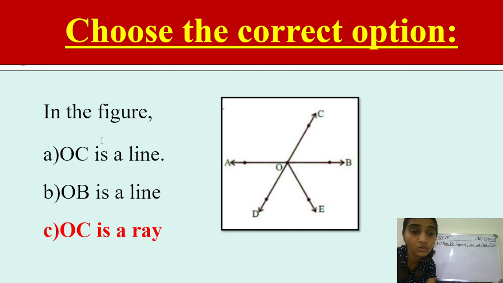Yes, very good, students. So OC and OB are not lines; OB is also a ray. OB is a ray and OC is also a ray, which has one endpoint. Right? And from the other end, they can be stretched endlessly. They can move continuously. So that is why we say that OC is a ray. Very good, students.